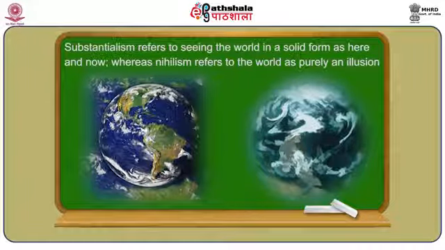In the true sense of the term, this philosophical aspect avoids the two extremes. So, when we talk about the Madhyam Marg, why are we using this term middle way? There must be something that we are avoiding in order to be called middle way. So, the two extreme notions that were upheld during Nagarjuna's time or during Buddha's time, these two extremities are avoided and the Madhyam Marg or middle path is being held. And the two extreme positions are that of substantialism and nihilism, what we call Shashvatvad and Uchchedvad. Substantialism refers to seeing the world in a solid form as here and now, whereas nihilism refers to the world as purely an illusion.